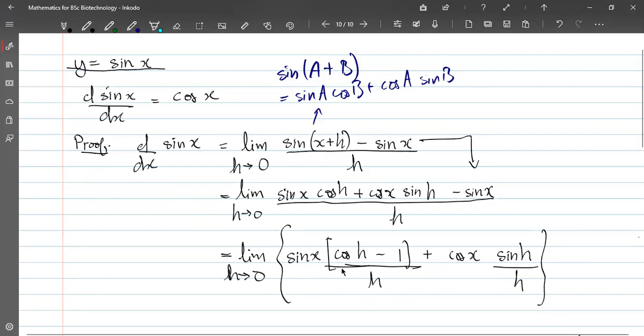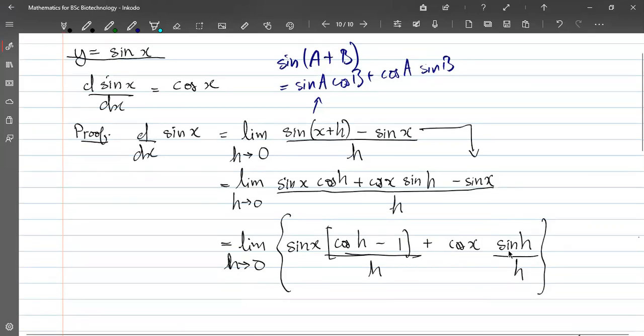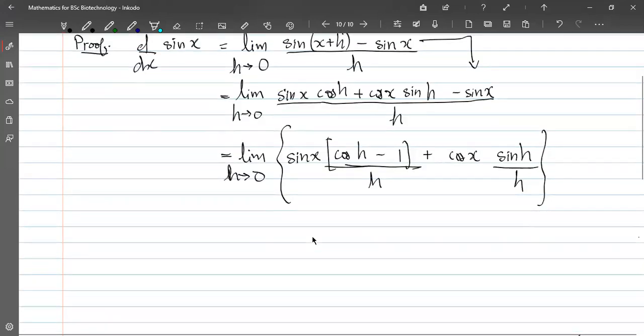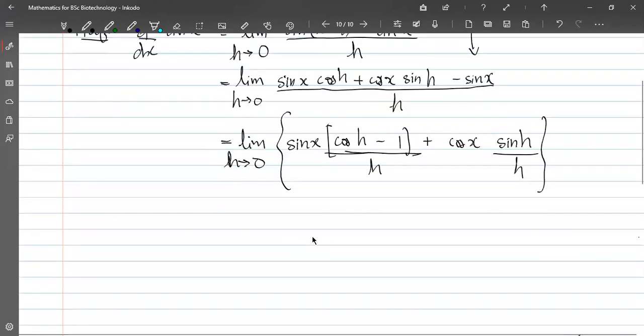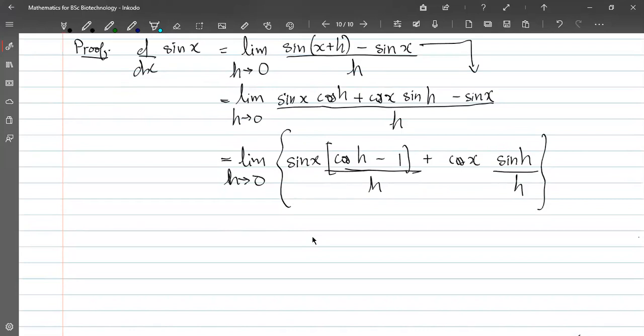Now both of these, as h approaches 0, are limits that we have evaluated before. If you remember, sin h by h approaches 1 as h approaches 0, and cos h minus 1 by h. Actually, we didn't do that specifically. We did cos h minus 1 by h square. But what about cos h minus 1 by h? What will happen to that? So we'll find this limit separately, and then just substitute the answer there.